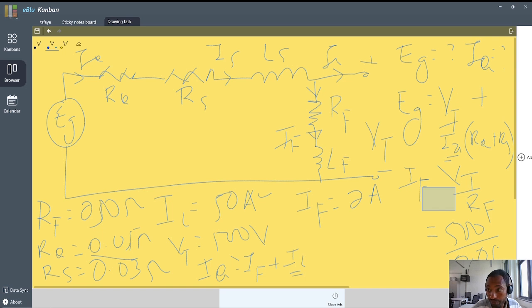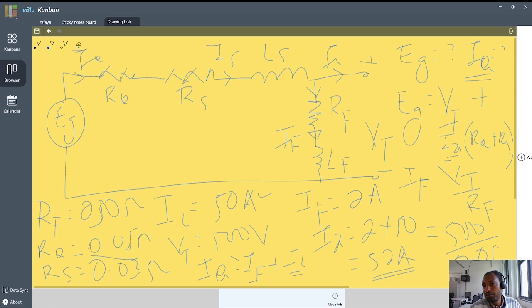Then what is IA? The requested one. IA is the summation of the two. So 2 plus IL. This IF plus IL is 50. Therefore IA is going to be 52 amp. This is one required thing. And second, what is the generator voltage?